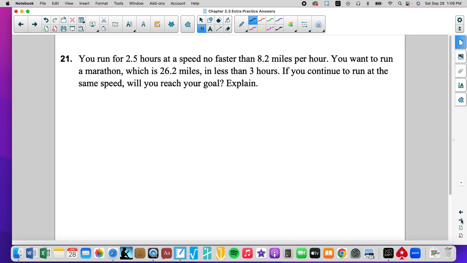You run for 2.5 hours at a speed no faster than 8.2 miles per hour. You want to run a marathon, which is 26.2 miles, in less than 3 hours. If you continue to run at that same speed, will you reach your goal? So we know that we ran for 2.5 hours at 8.2 miles per hour. So this is going to be our initial distance.